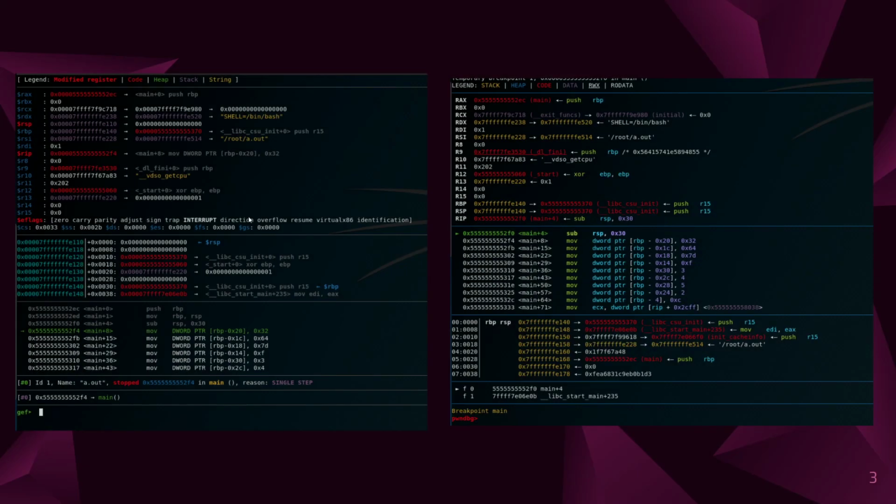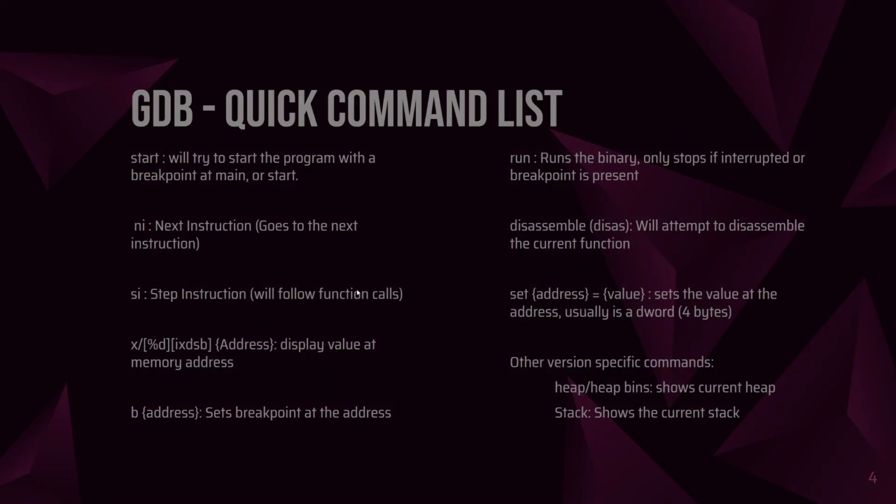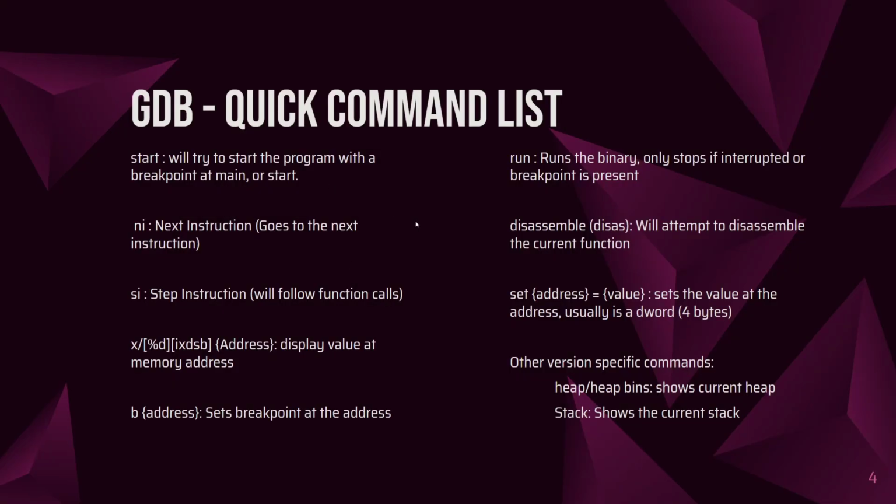So on the left, we'll actually have what Jeff looks like. And on the right, we have what Pwndebug looks like. You can see that they look similar, and the only real difference is where the code is compared to where the stack is and how they show and represent it. So here's just a quick command list for GDB.